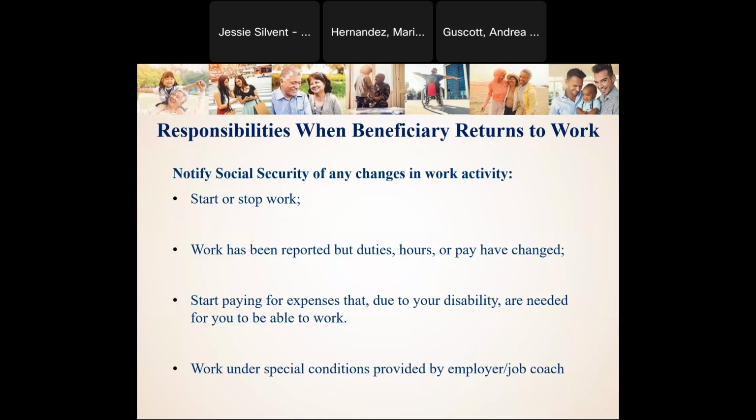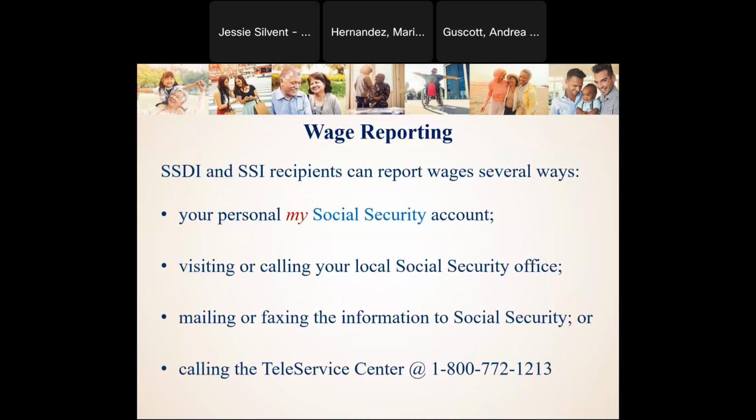So also, if someone works under special conditions, let's say they're allowed to take more breaks than other employees or do lighter or easier job duties, but they're paid the same as an employee who does not receive special conditions, we may be able to subsidize their work and help keep them entitled to their benefit while they're employed. Next slide.